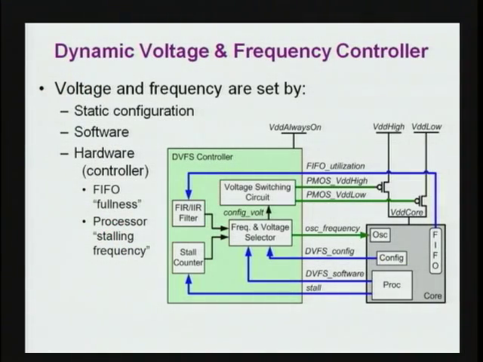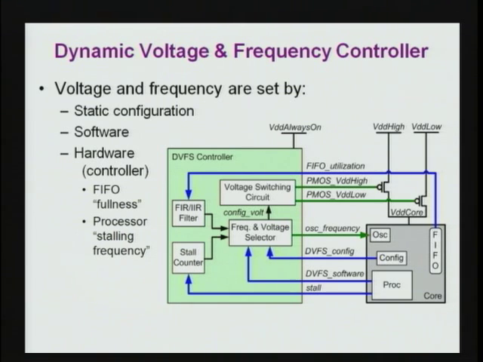2 parameters are used for this purpose. The first one is FIFO fullness or utilization. For example, if a core had a very full FIFO, we would like to have it run faster and raise its voltage in such a case. However, if it's nearly empty, we should lower its voltage and frequency since there's rarely any data for it to keep it busy anyway. This signal is time filtered using an FIR or IIR filter in order to reduce unnecessary voltage switching.